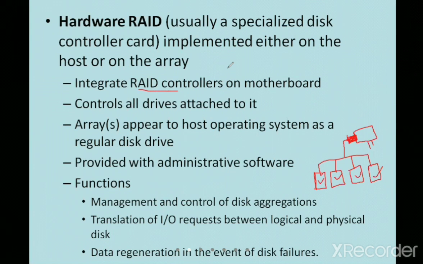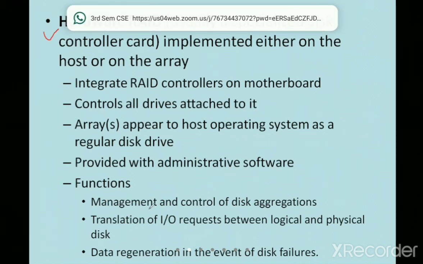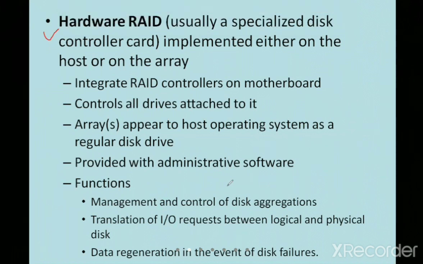Then moving on to the next one, this is in the form of an array where data is continuously being stored, and it is used in administrative software. Now what is this RAID hardware? What are the functionalities of this RAID hardware? The first one is managing and controlling the disk aggregations, the second is translation of IO requests between the logical and the physical disk, and the third one is data regeneration in the event of disk failure.